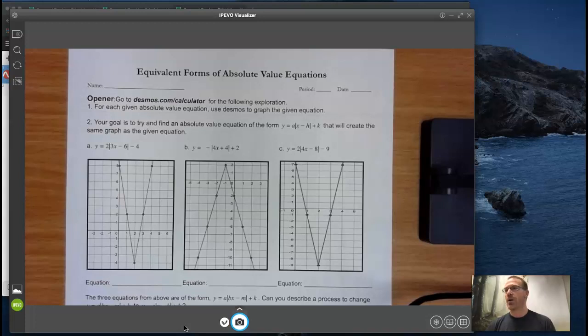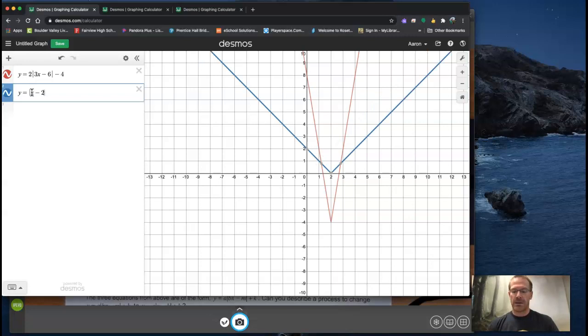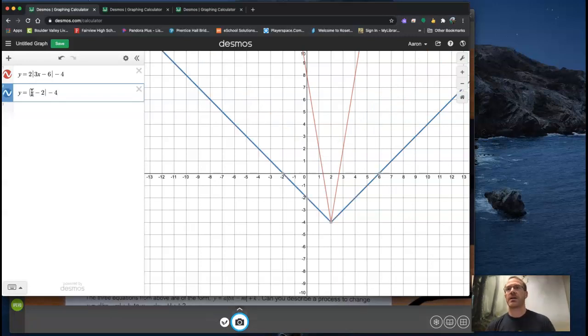All right, so hopefully you saw some patterns here. Let's go to Desmos real quick and see what we did. So here is A. What I know from A is that we have the vertex at (2, -4). So from everything that we know so far, if I have a vertex of (2, -4), I can type that in like this, and I get a graph that has the same vertex. So now I just have to find the right a value to make my blue graph match my red graph.